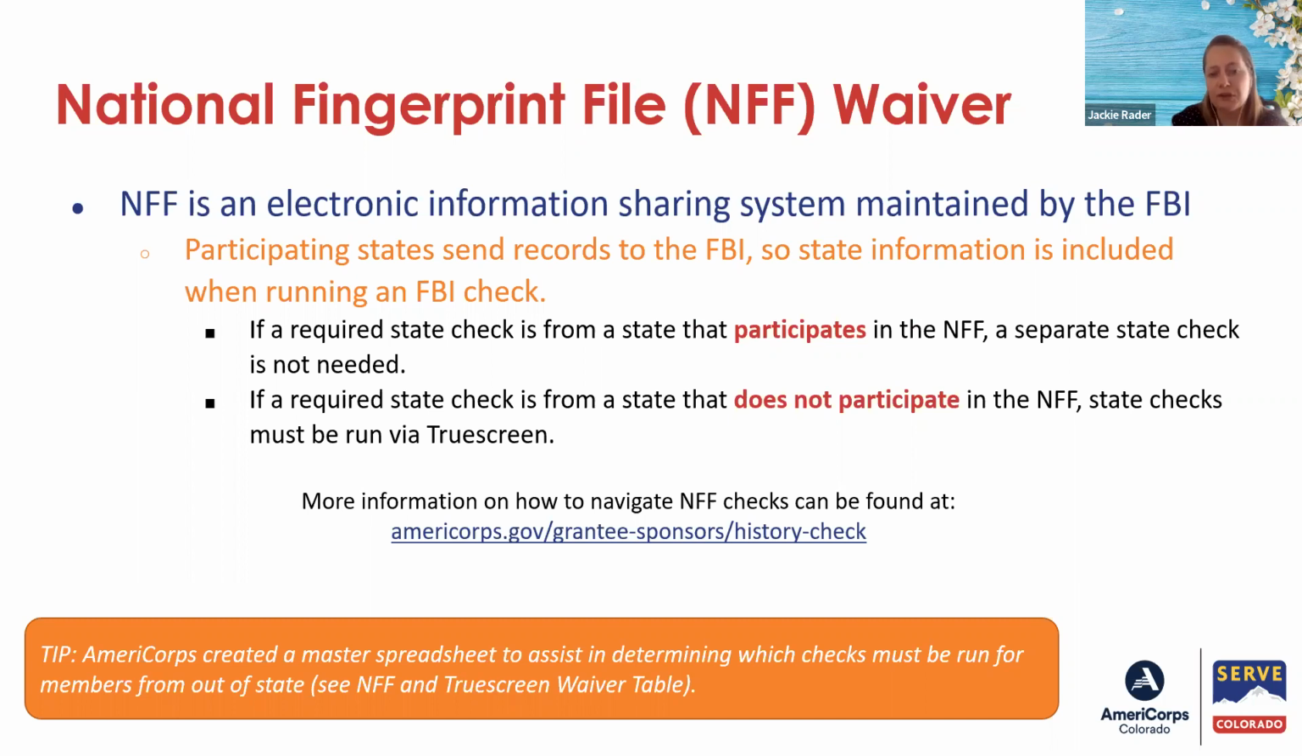Now, to make it more confusing, if this state does not send information into Truescreen, there are a couple of them, I want to say California and Arizona are good examples of that, then you don't need to run the state of residence check for those states either. They fall under a waiver for Truescreen. So there's a couple tools that will help you out with that to provide more information and make it a little easier to understand which checks you would need to run.